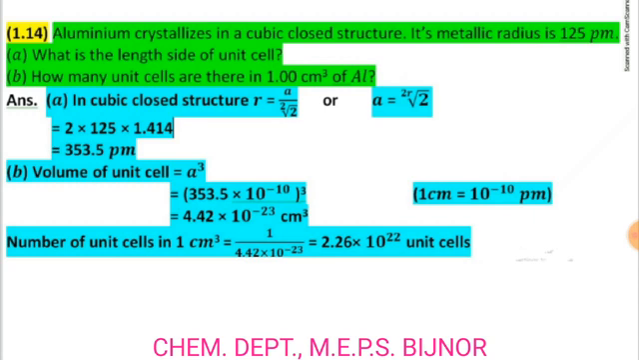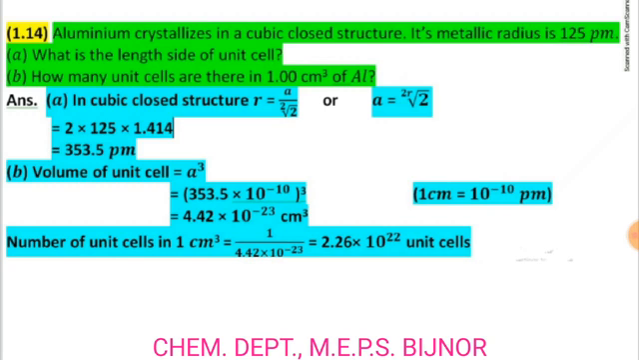In a cubic close packed structure, R is equal to A divided by 2 under root 2, or A is equal to 2R under root 2. So we put the value: 2 multiplied by 125 and multiplied by 1.414. It is the value of under root 2, and the radius is given as 125 picometer. So the answer is 353.5 picometer.